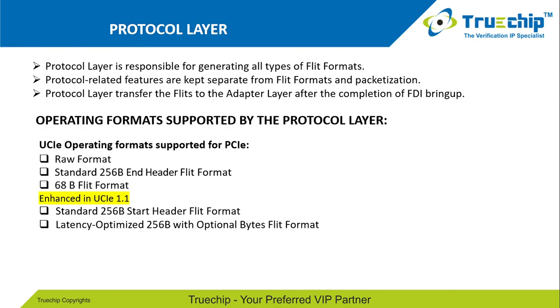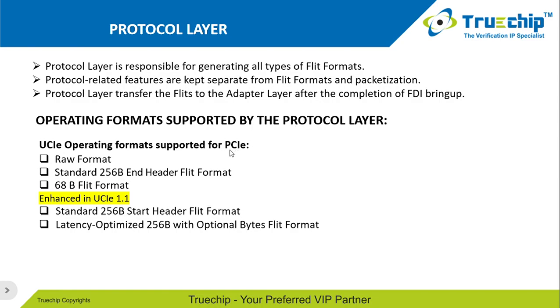So let's have a brief description about the layers of UCIe. The first one is the protocol layer, which is responsible for generating all types of flit formats. Protocol related features are kept separate from flit formats and packetization. The protocol layer transfers the flits to the adapter layer after the completion of the FDI bring-up. So here are the operating formats which are supported by the protocol layer for different modes.